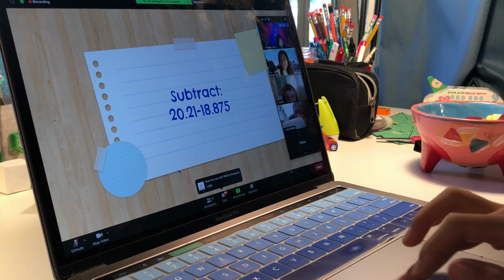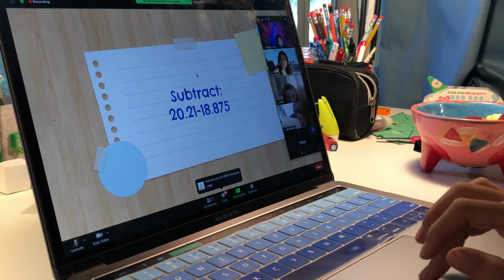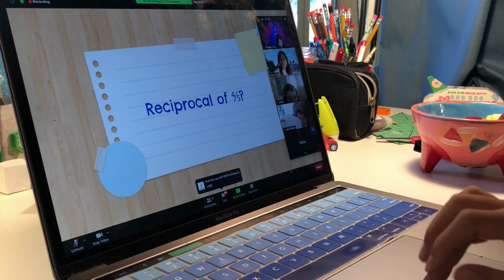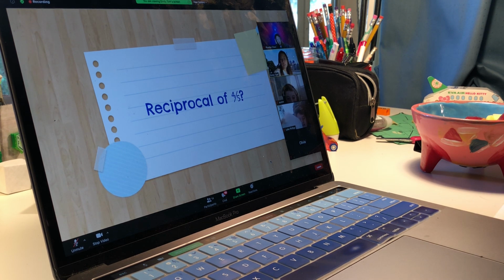All right. 1.335, that was the answer. No bingos yet? All right. What's the reciprocal of 4/5? Easy peasy. 5 over 4. Yeah, nice. Anyone else?